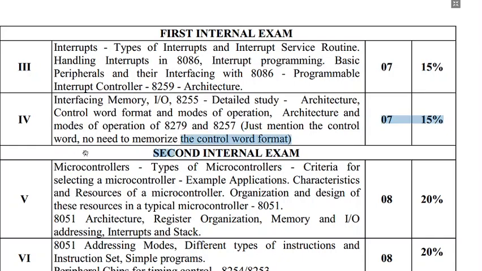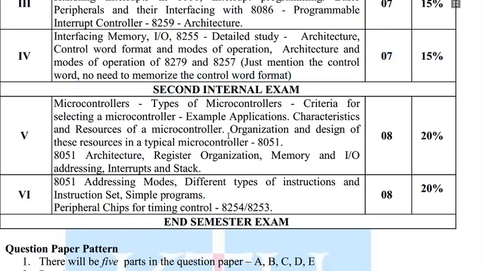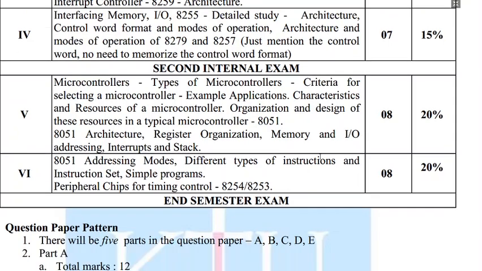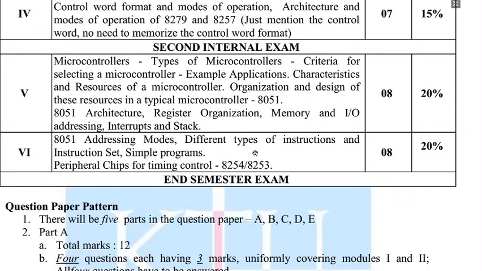The fifth module is about microcontrollers. We will be dealing with the difference between microcontrollers and microprocessors, and we will be seeing a typical case of a microcontroller, which is 8051: its architecture, its organization, then its programming, interfaces and constructs. Then in the sixth module, we will be seeing the addressing modes, its instruction set and some simple programs.